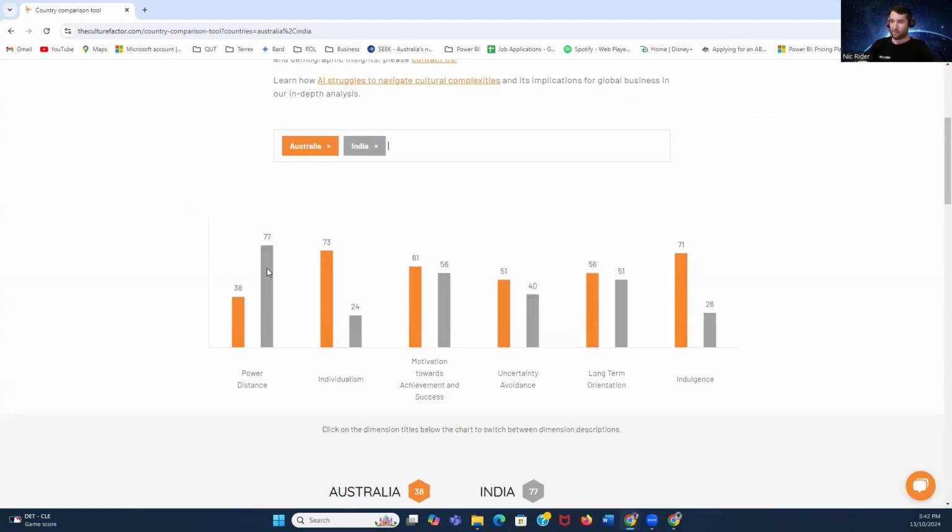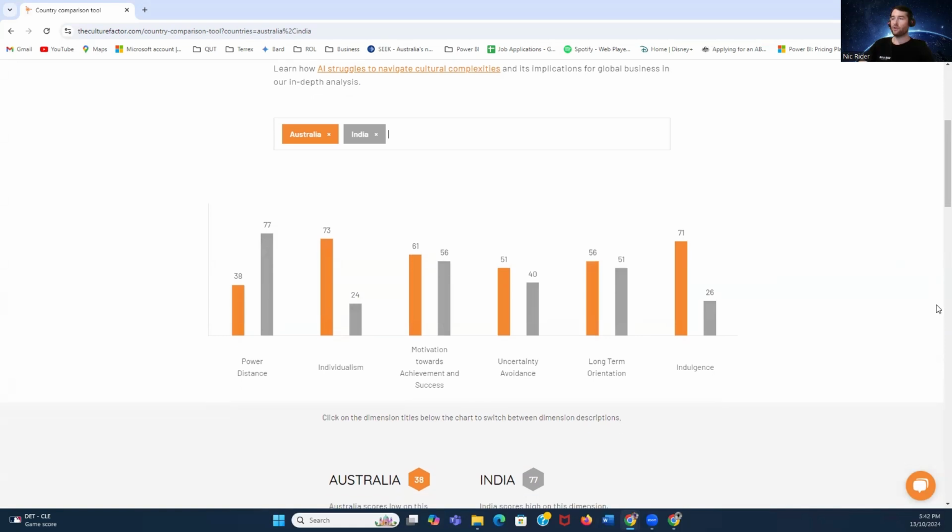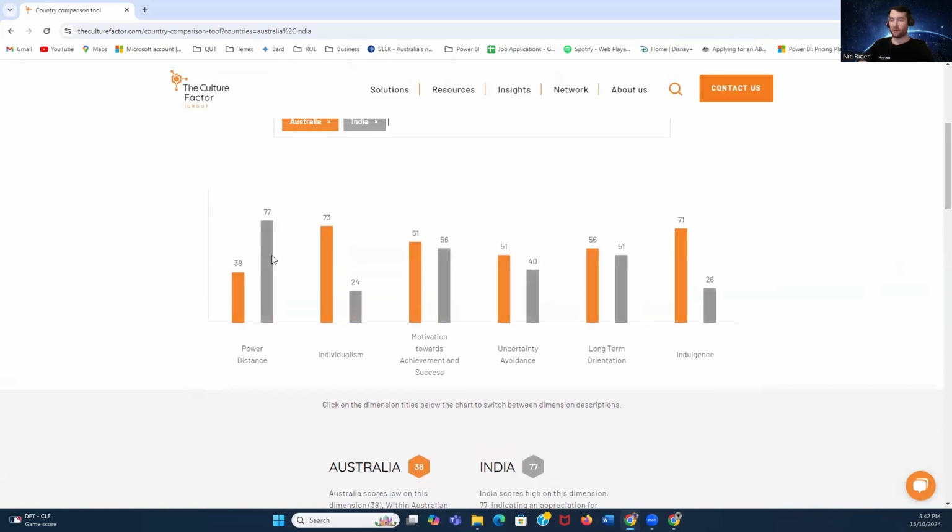Okay, so straight away, power distance is something that you need to be aware of. Saying, "G'day, buddy, how you going?" to somebody who is running a big manufacturing company in India could be considered disrespectful. You want to make sure that you are greeting them with respect and treating them the way that you would like to be respected if a business was to deal with you.